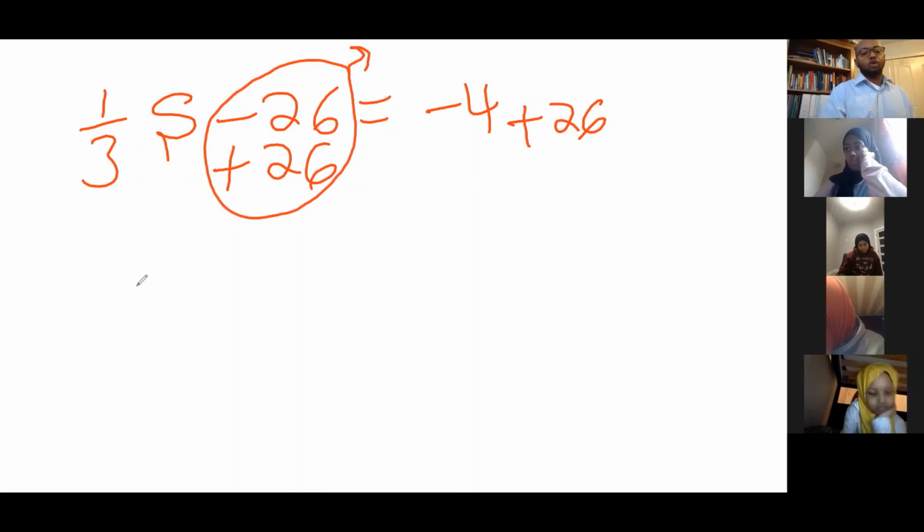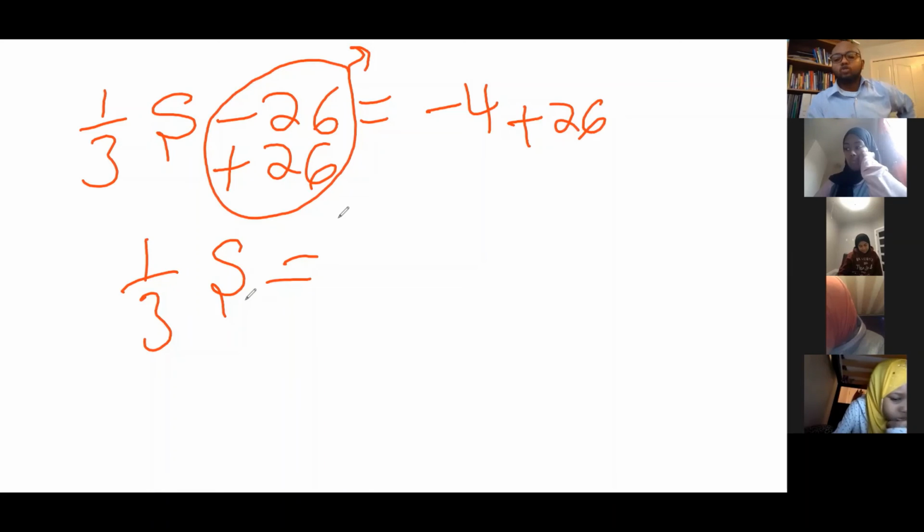So I have 1/3 s is equal, and I'm looking at the two numbers, 4 and 26. Which number is bigger? 26. 26 is positive, write the sign first. Then you will say 26 minus 4. Sumaya, what is 26 minus 4?